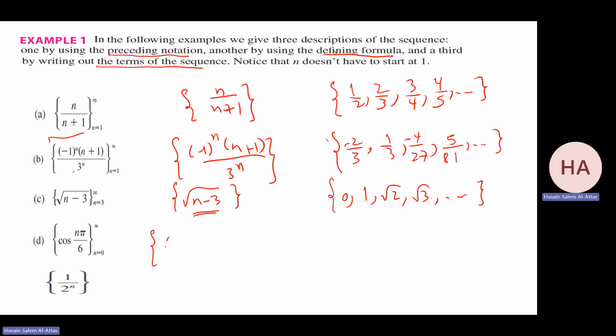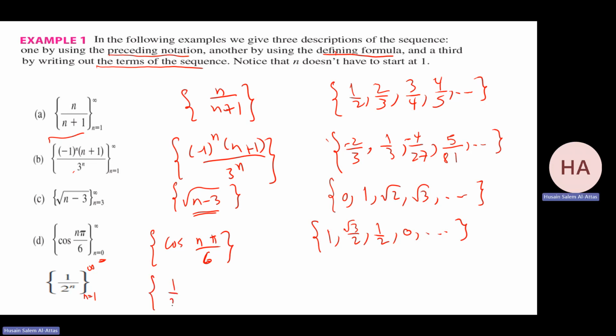This one, that will be cosine of n pi over 6. Now I'm starting from 0 in this one. The previous one is starting from 1. Starting from 0, n equals 0, that will be 1. n equals 1, that gives me what? Pi over 6. Cosine pi over 6 is what? Square root 3 over 2. n equals 2, I have pi over 3, that will be half. n equals 3, that gives me pi over 2, that will be 0, and so on.